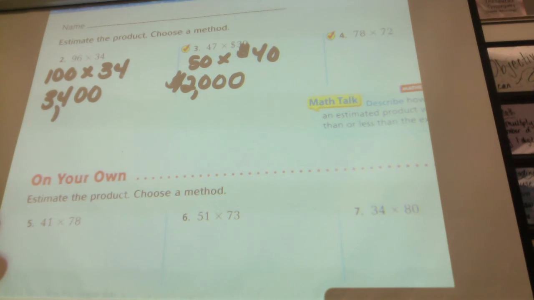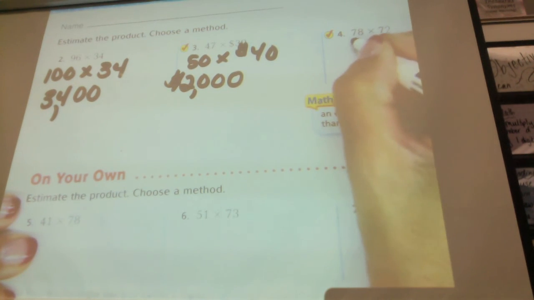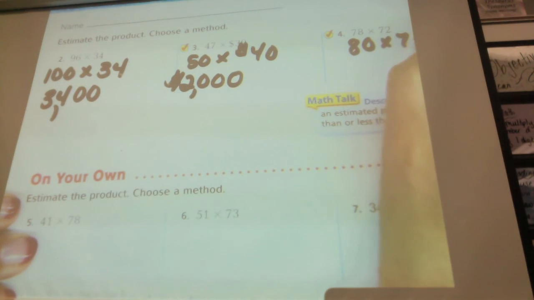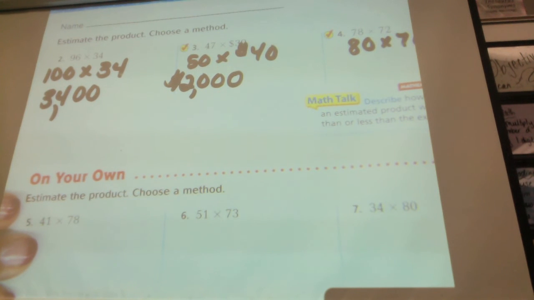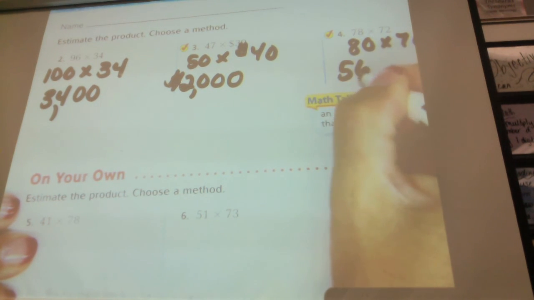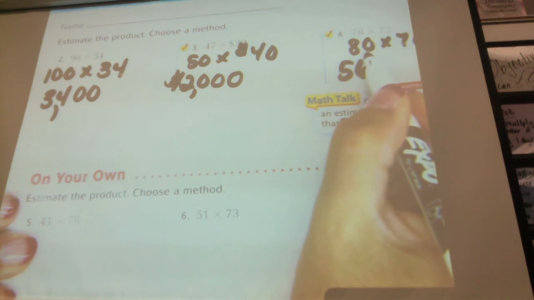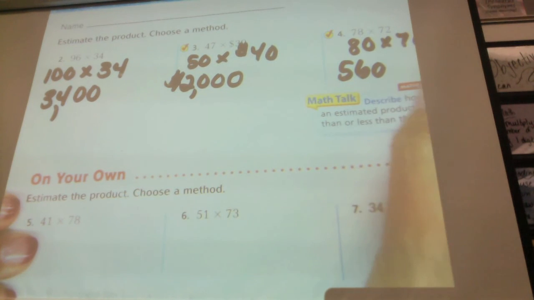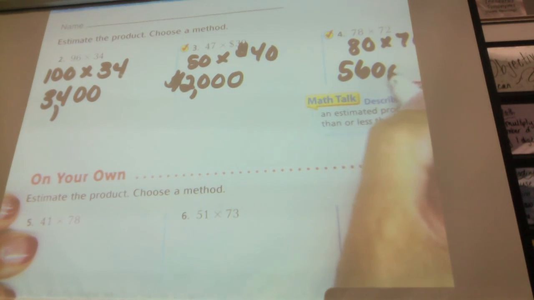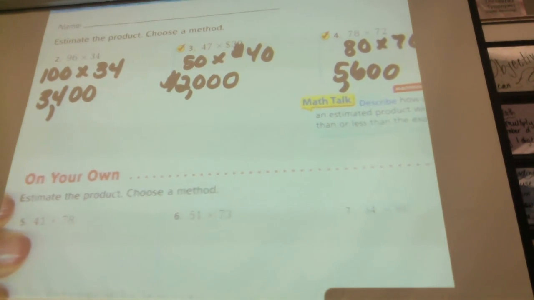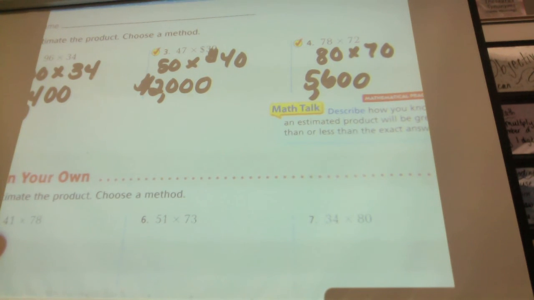Okay, looking at number 4. 80 times 70. And what is 8 times 7? 56. And I'm going to multiply it by what from here? No, I'm going to multiply it by 10 from this 10, and then I'm going to multiply it by 10 from this 10. And then I have 5,600.